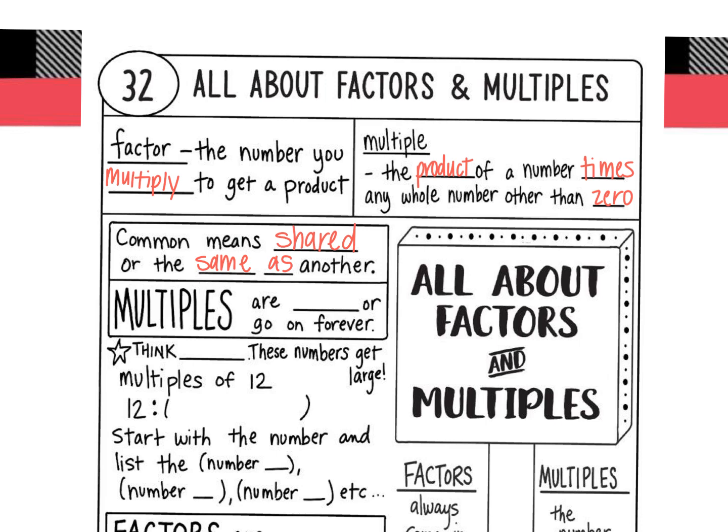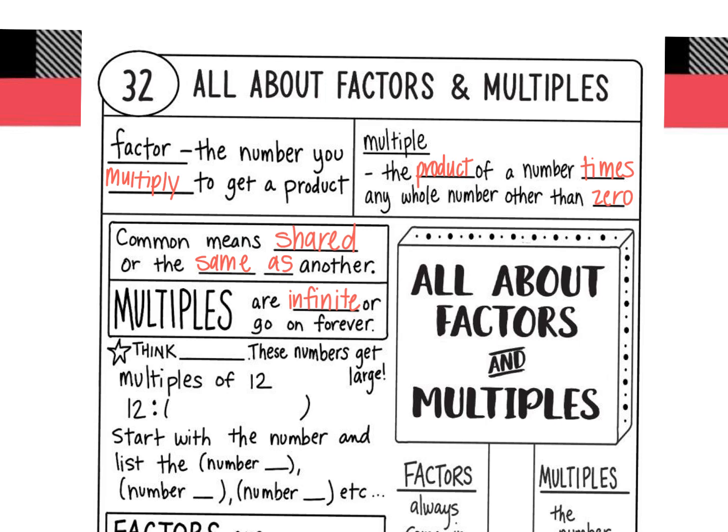Multiples are infinite. What does that mean? It goes on forever. They don't ever stop. You could keep counting by 6s forever because numbers, remember that story that we read about place value? There was a professor talking about how it goes into a billion, a trillion, quadrillion, and then a googol. So numbers are infinite. They never ever stop. So multiples then are also infinite.